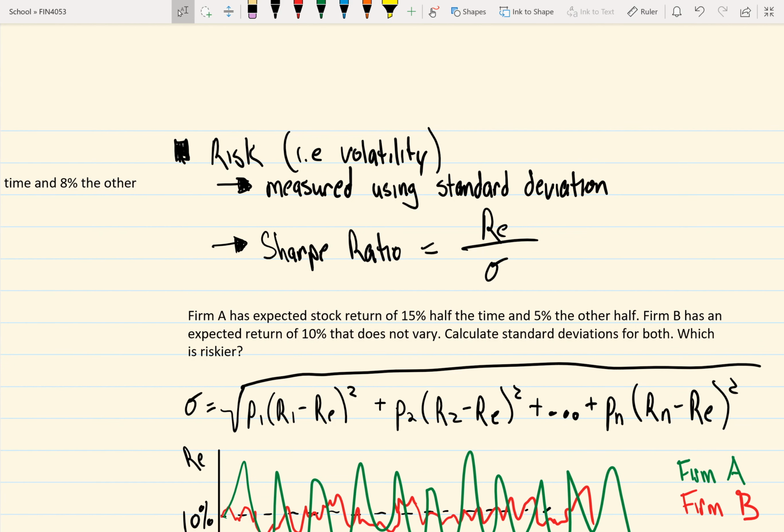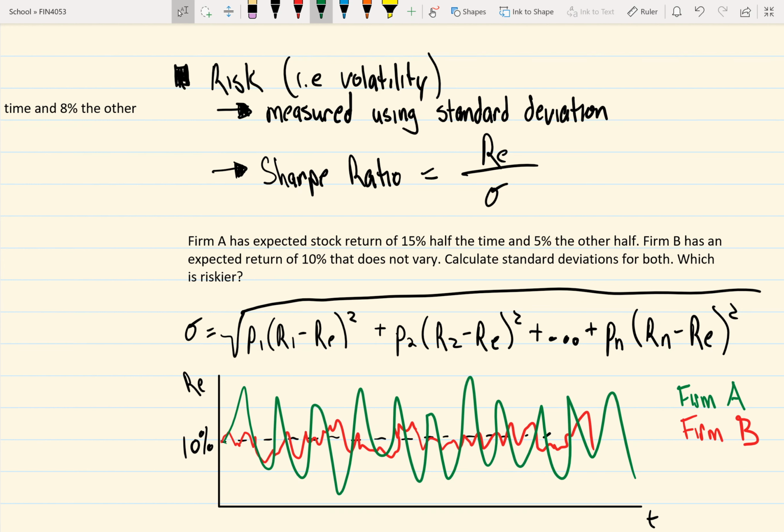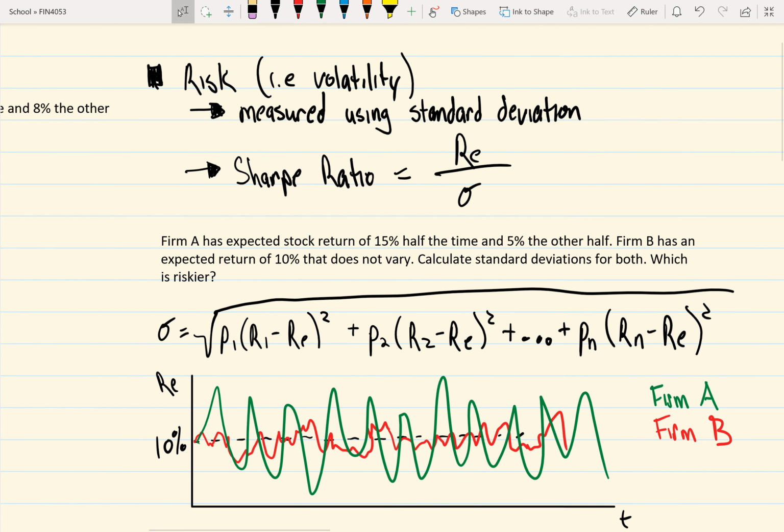Now moving on to risk. Sometimes this is called volatility, and this is measured in standard deviation. Also, this is not in the book, but I wanted to mention there's something known as a Sharpe ratio, which is just the expected return scaled by the standard deviation. So it's a measure of return per unit of risk. Of course, one of the fundamental principles of finance is the relationship between risk and return.